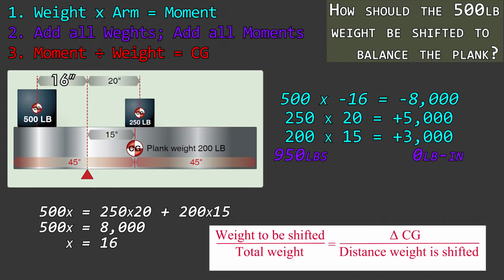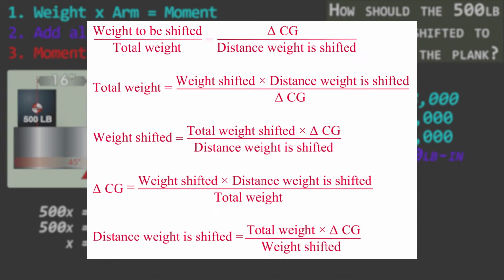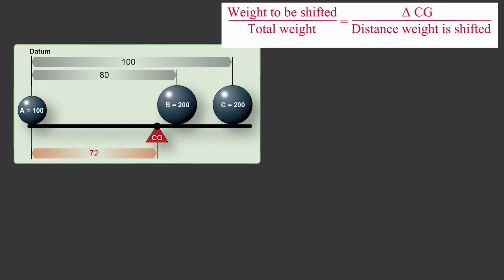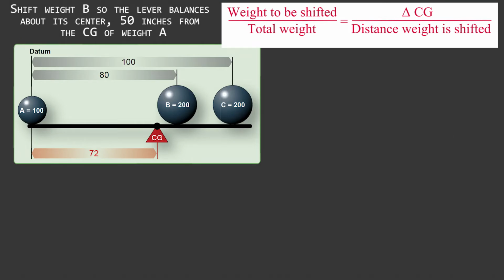There's also a formula to determine how to move things, and we can rewrite it a bunch of different ways to solve for each one of these variables. Let's do one more plank example with this formula. Say we have these weights and this balance point. How should we move weight B to have our balance point be in the center or right at 50? And I know this is a little different, it's measured from the left, but let's say we had our center of gravity at 50. How do we do that? We can use this formula right here.